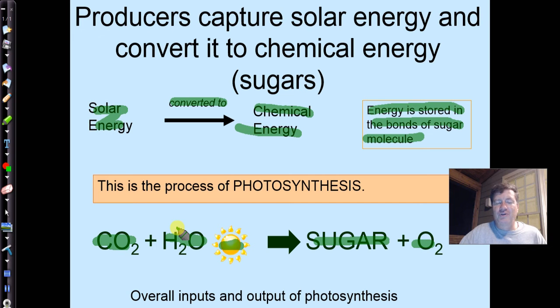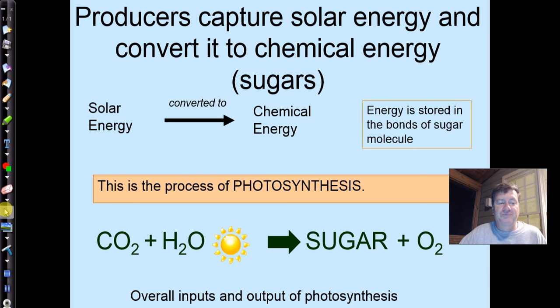So this is what's known as the overall inputs and outputs of photosynthesis. Producers are going to use CO2 from the air and water from the ground, use the sun, and through photosynthesis, through this series of enzymatic chemical reactions, they're going to attach and build a molecule of sugar that they can then later break down for energy.